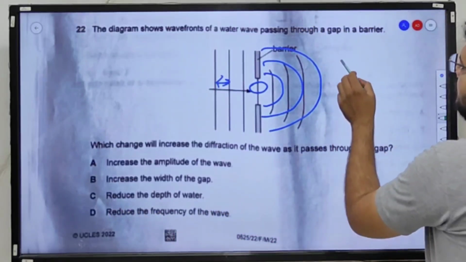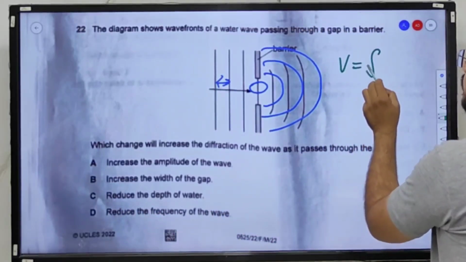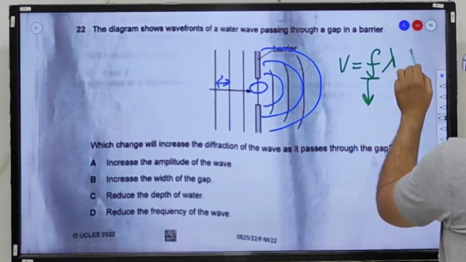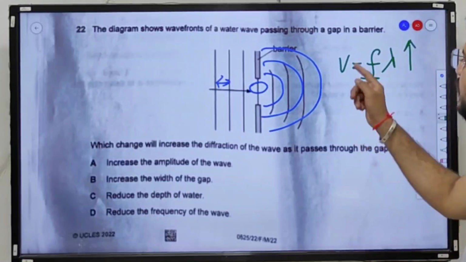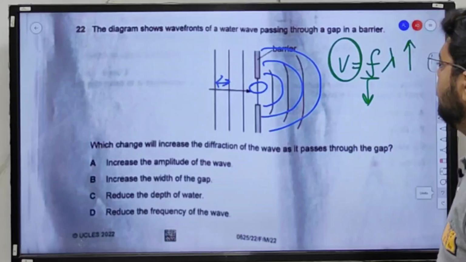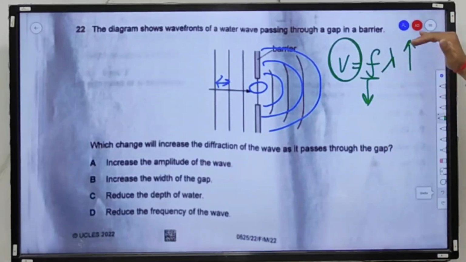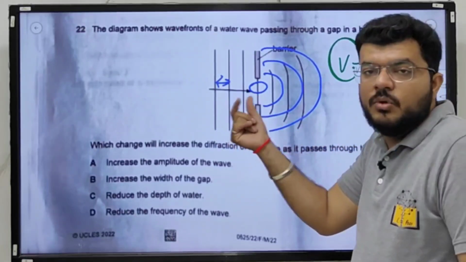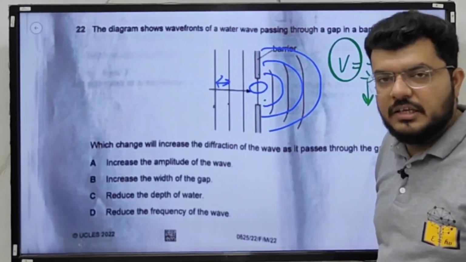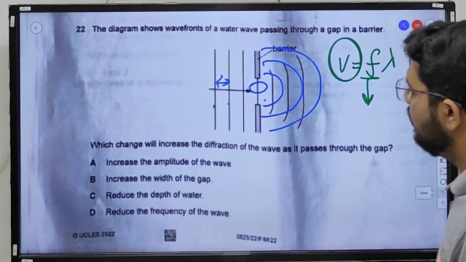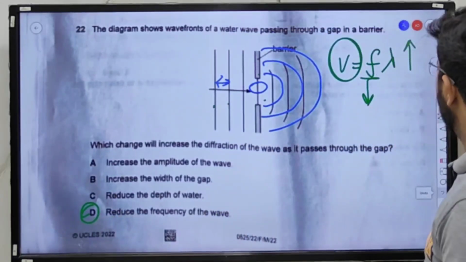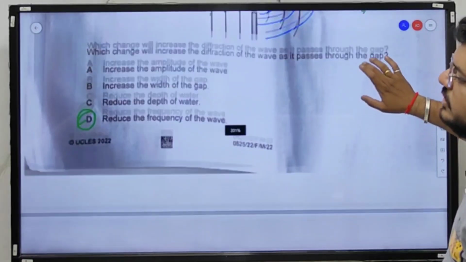Now by the equation v = fλ, right? If you reduce the frequency, the wavelength must increase because the velocity of water at this particular depth is fixed. So when you reduce the frequency, the wavelength increases and you can go on increasing the wavelength until the gap and the wavelength are equal. Therefore I will go with answer D, reduce the frequency of the wave. If you reduce the depth of the water, it does not change, right?